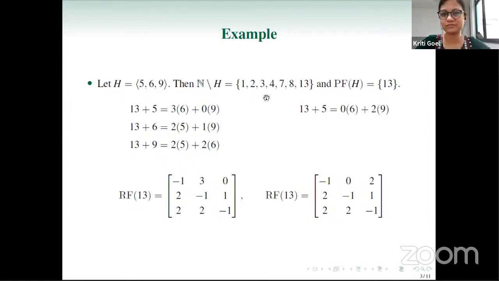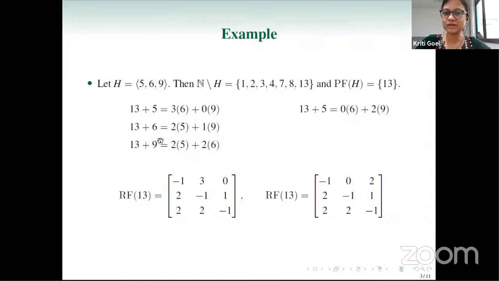And similarly for the other numbers, like 7 plus 6 is 13, which is there in the gap set. 4 plus 9 is 13, which is in the gap set, and so on. So 13 is indeed our pseudo-Frobenius number. This means we have to look at the 3 equations, 13 plus 5, 13 plus 6, 13 plus 9, and write them as an n-linear combination of the other generators of the numerical semigroup.